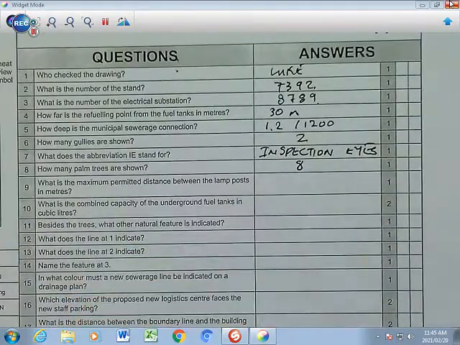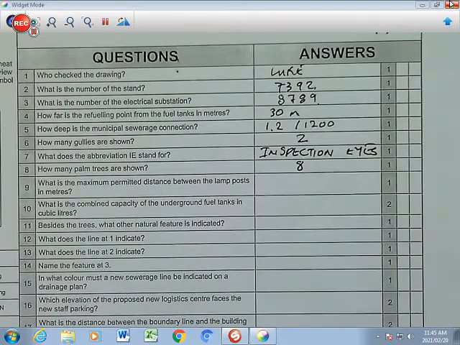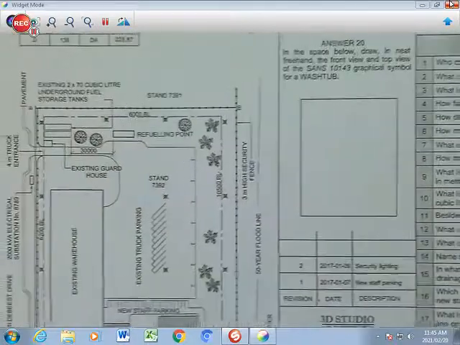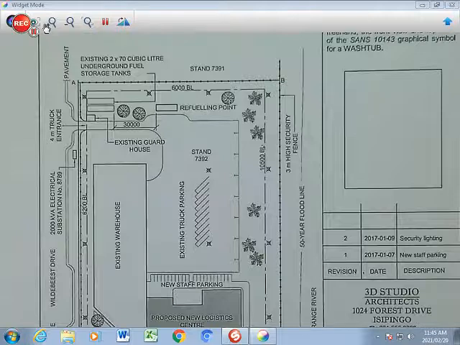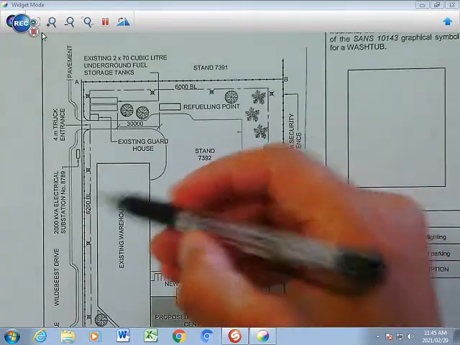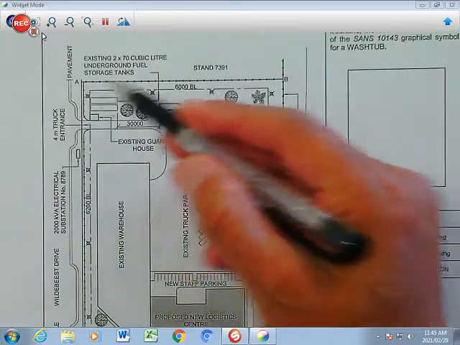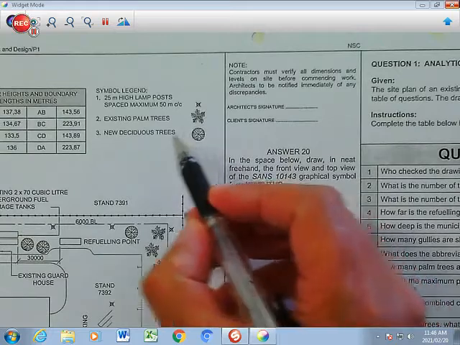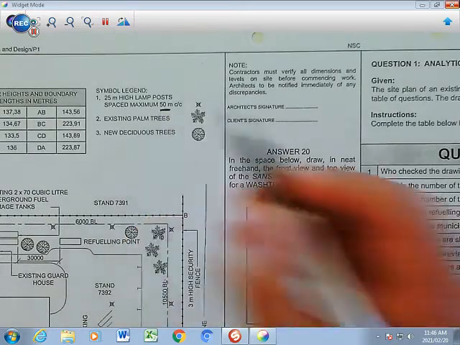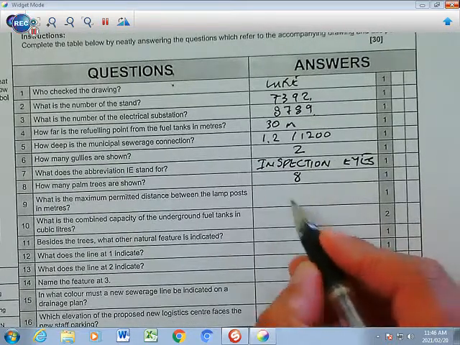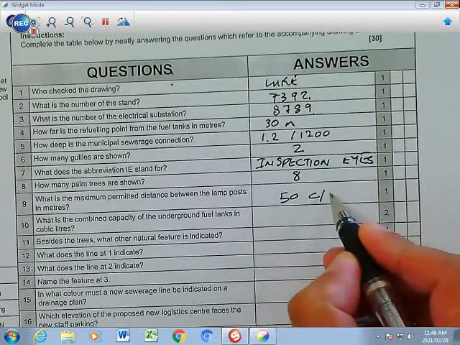What is the maximum permitted distance between the lampposts in meters? So we're going to look at the posts here on the site plan. You will find then that they are here. These are the lampposts that you will see there. They go right around, but you're probably not going to find the answer there, because if you go to the symbol on top, you're going to find that the spacing between must be 50 meters center to center. Alright, so you're going to write in here 50 C/C.